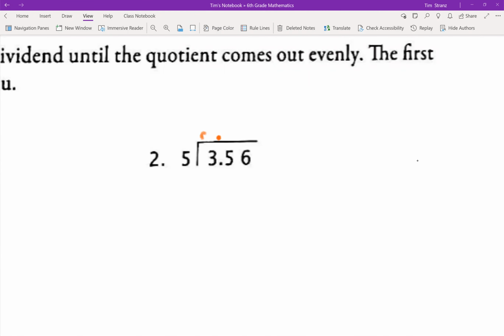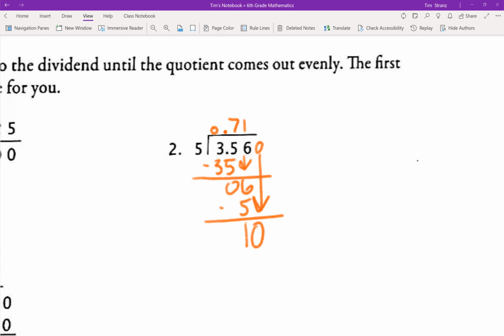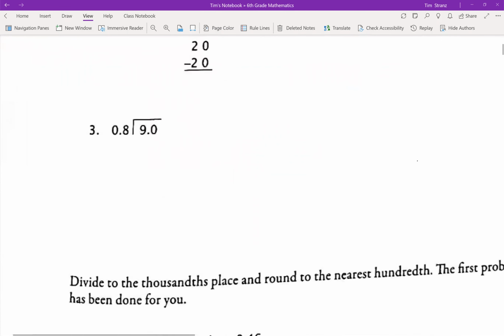5 goes into 3 0 times. 5 goes into 35 7 times. Subtract these. Bring down your 6. 5 goes into 6 1 time. Bring down a 0. 5 goes into 10 twice. So your answer is 0.712. Let's look at number 3.